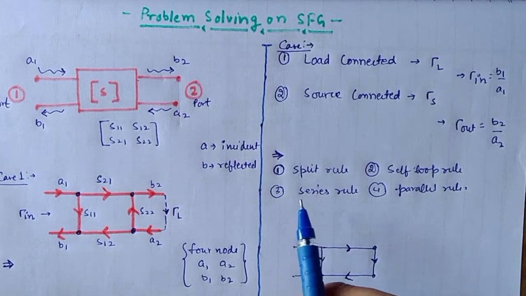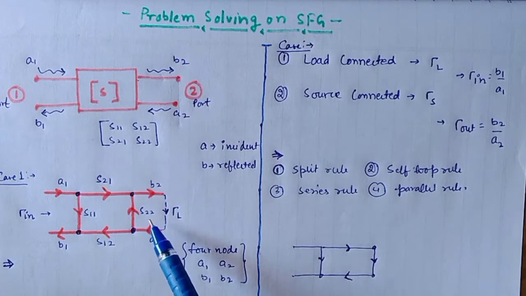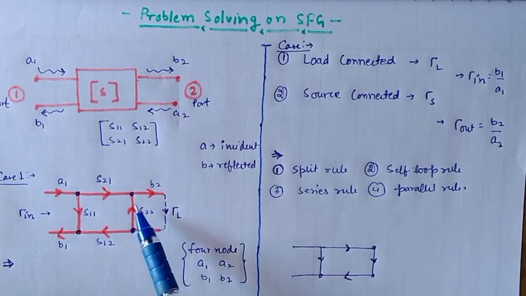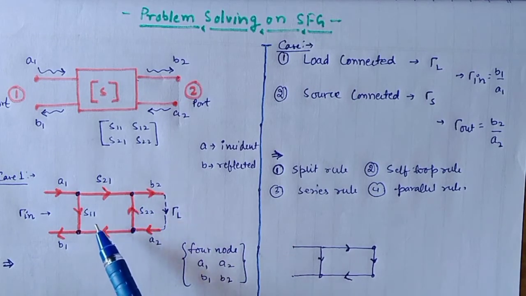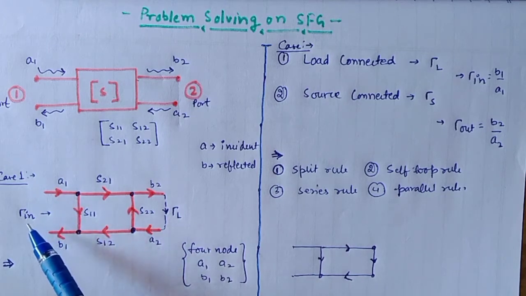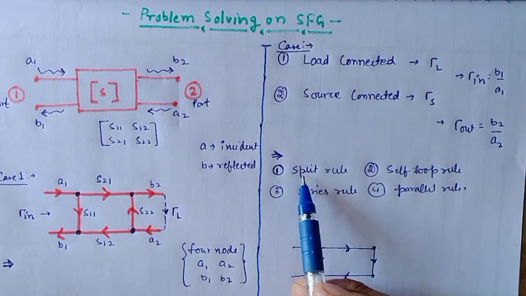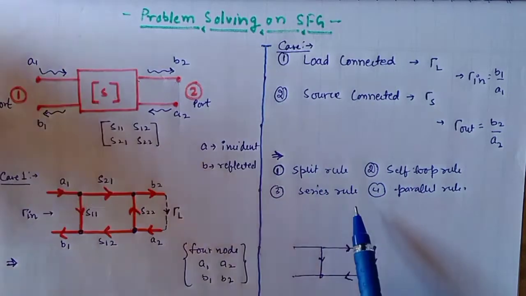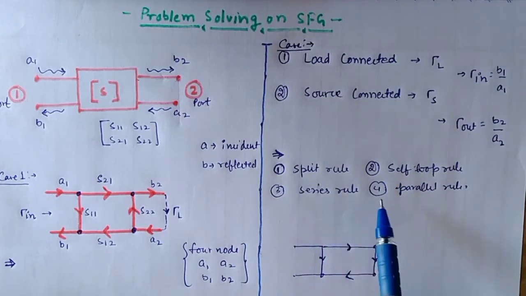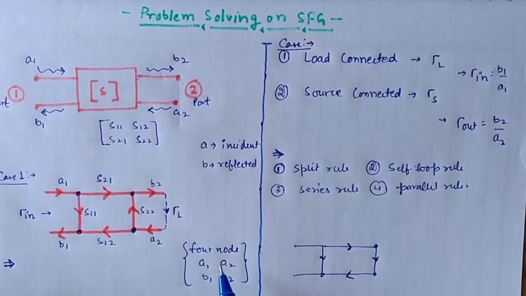As we know, there are four rules in the signal flow graph. I have taken this example, and hopefully this is a beautiful example which uses all the four rules to eliminate this complex circuit and form a simple circuit, and easily we can find out the relation between B1 and A1, which is nothing but the input reflection coefficient from this terminal. Here I have already written the rules in the order which I am going to follow. First I will follow the split rule, then I will apply the self loop rule, then the series rule, and finally I will apply the parallel rule to find out the reflection coefficient.